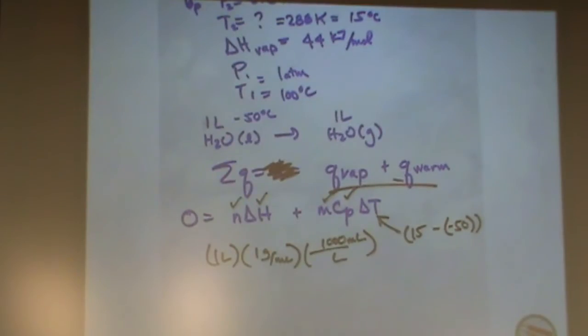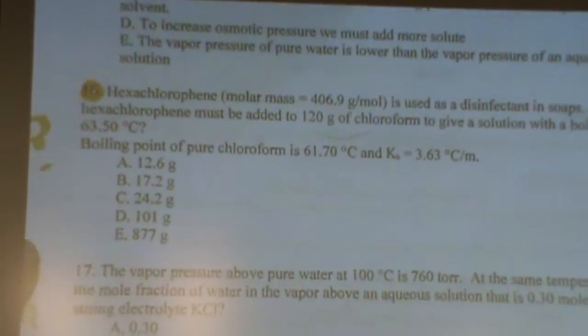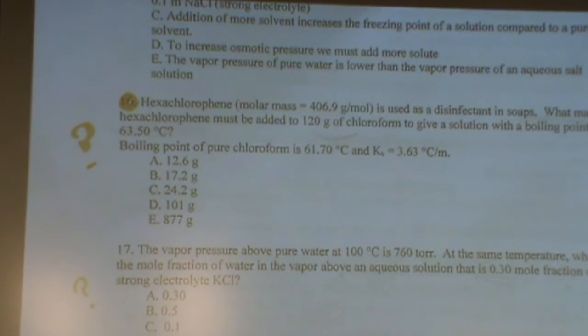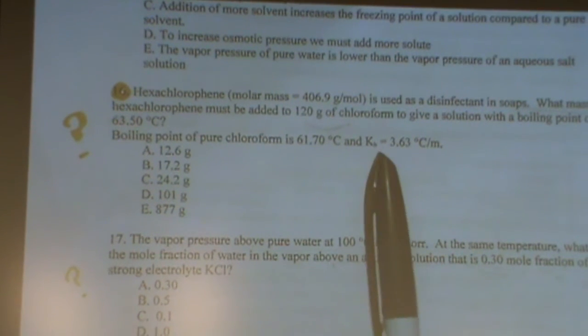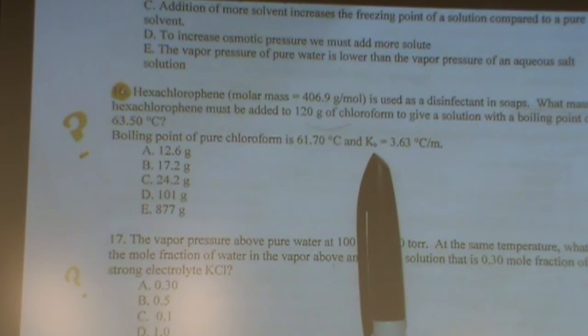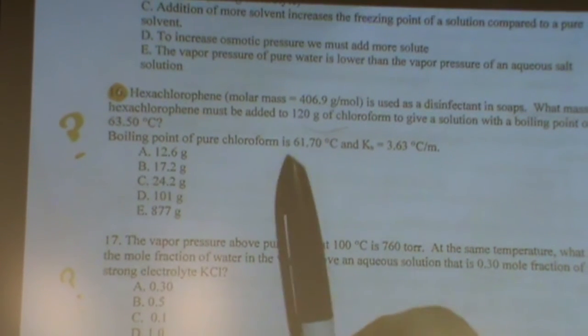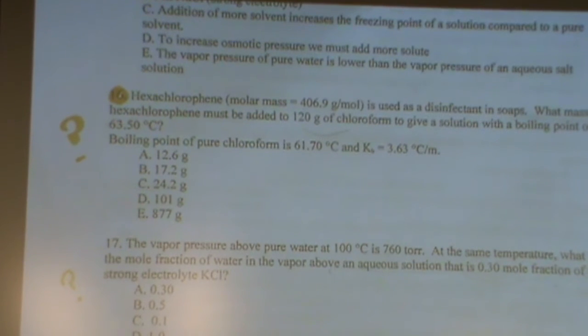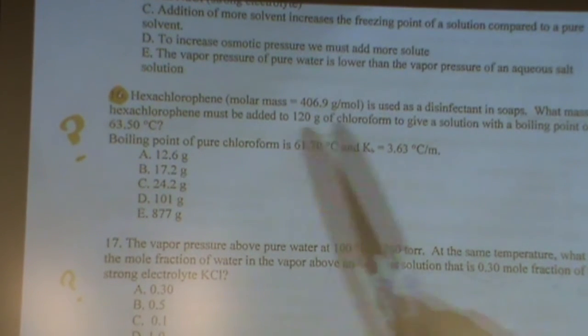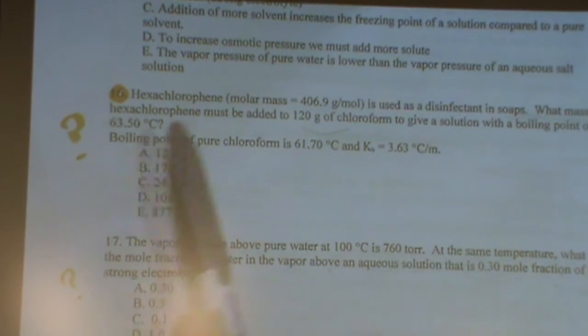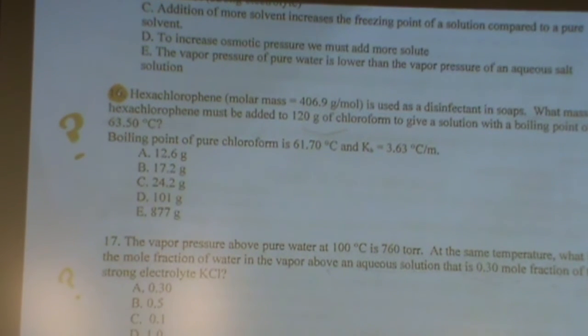Okay. This is slightly different than the other one. It involves a boiling point. However, notice what I have. Well, first of all, I have a K. That makes me think maybe this is a colligative property question. And then I want the boiling point. That's associated with a colligative property question. And then I have some masses. I ultimately want the mass of hexachlorophene to the 120 grams of the chloroform.